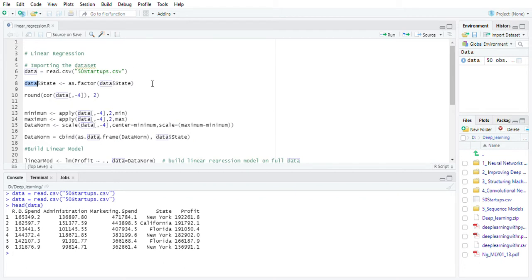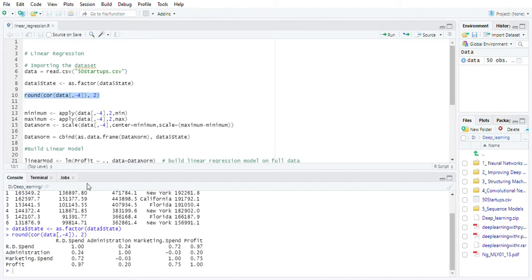To convert the state into factorial, apply this one, run this line, and it's just to see the correlation matrix. For example, research and development with profit has 0.96. It means it has a significant correlation with profit. So increasing the research and development increases the profit, and so on.